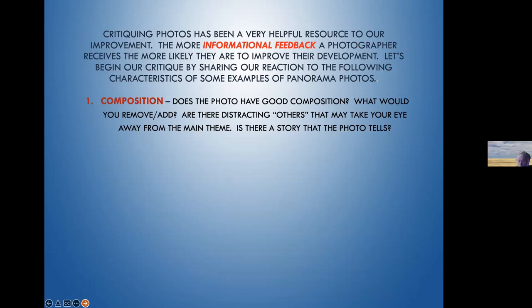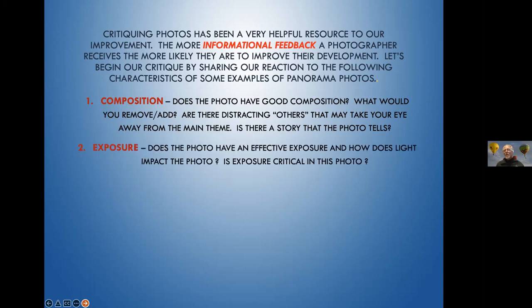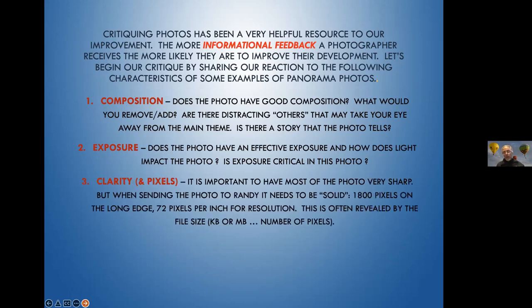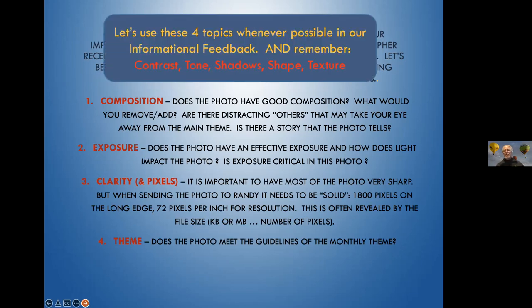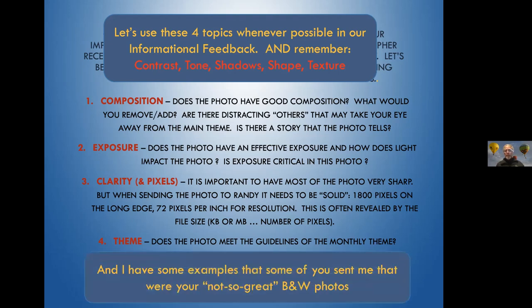So I want to review something that we've said before real quickly, that when you're looking at pictures, when you're going to critique them, when you're going to give informational feedback to photographers, there are a number of things to consider in addition to those four. Composition, does the photo have good composition? What's the exposure like? That's really important here. The clarity in pixels, I think we've done a pretty good job of explaining that in terms of the number of pixels that people send to me. And the theme. Let's use these: composition, exposure, but also think about contrast, tone, shadows, shapes, texture as we're taking a look at them. But I also want to give you some chance to think about the ones, I think there's about 6 or 8 of you, that sent me a picture that I'm calling not so great, in this case black and white, that we can talk about as examples before we actually look at the 15 photos that we have.